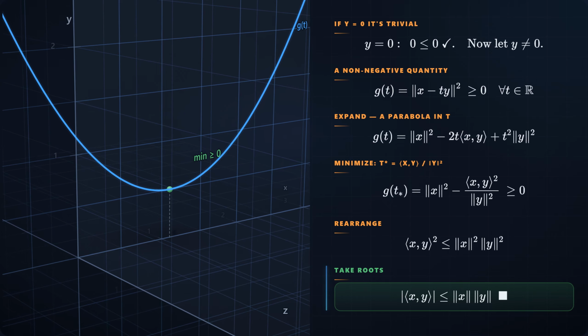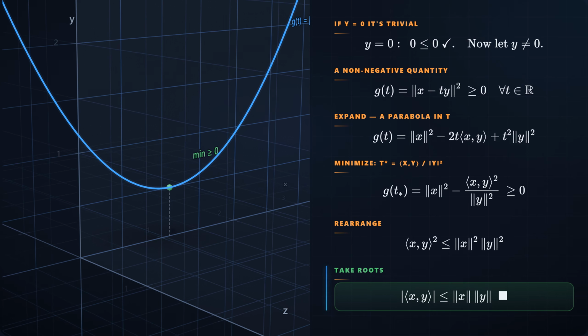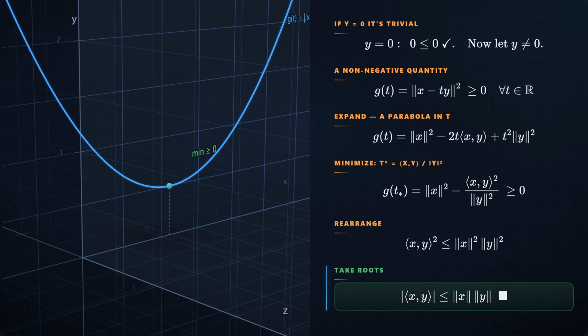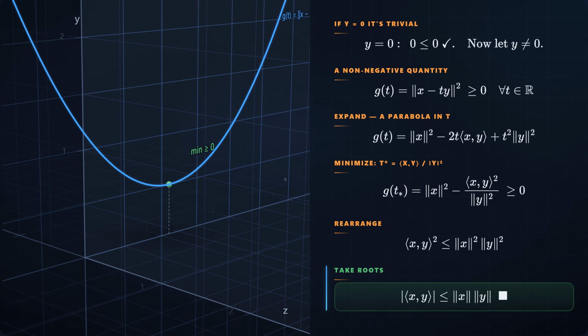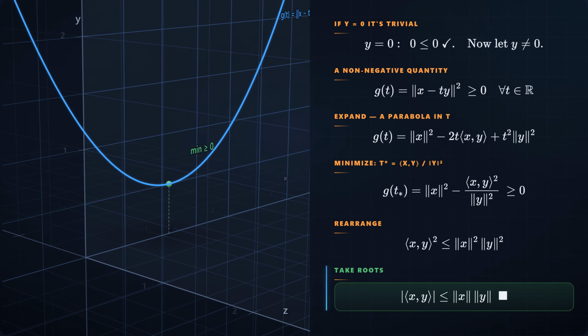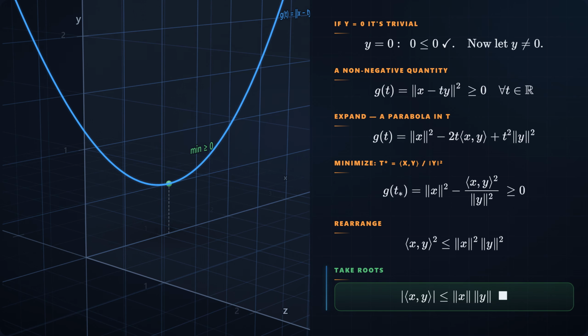Take square roots, and there it is. The absolute value of the scalar product is at most the product of the lengths. Cauchy-Schwarz. And notice the equality case falls out for free. Equality means the minimum of g is exactly 0, which means x minus t star y is the zero vector. The vectors are dependent.